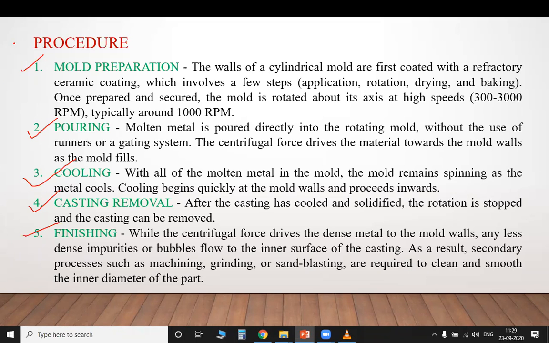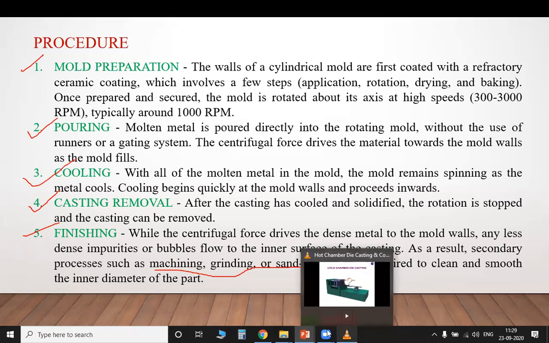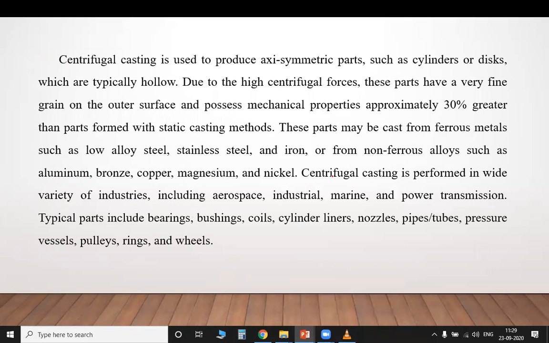So when centrifugal casting is taken, the secondary operations are carried out. The secondary operations are a must. So secondary operations like trimming, grinding, boring, lapping, honing, those types of things can be taken. Clear?